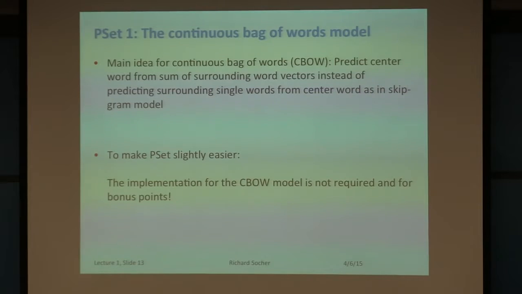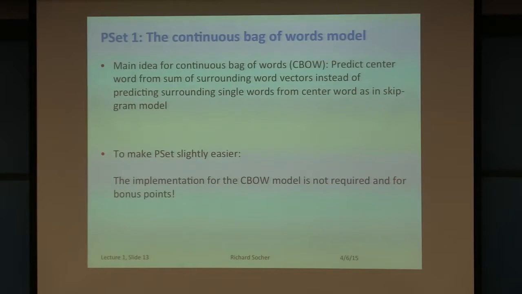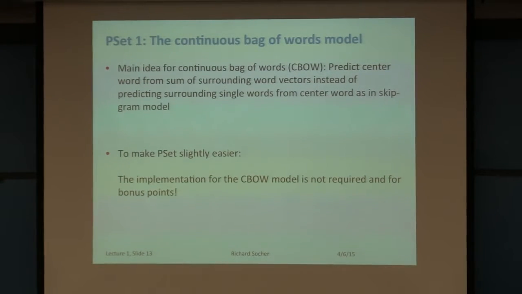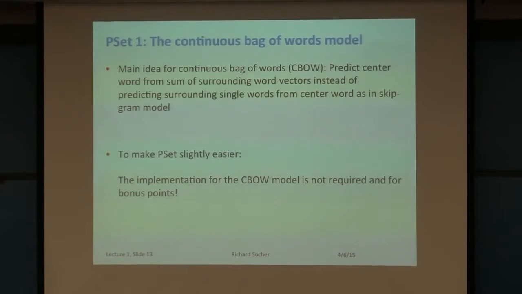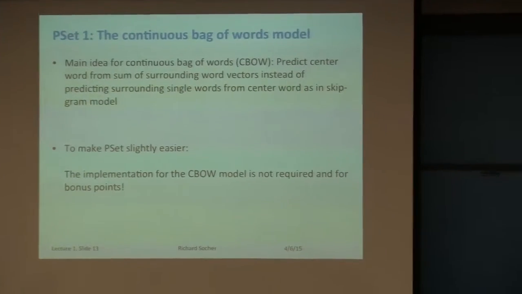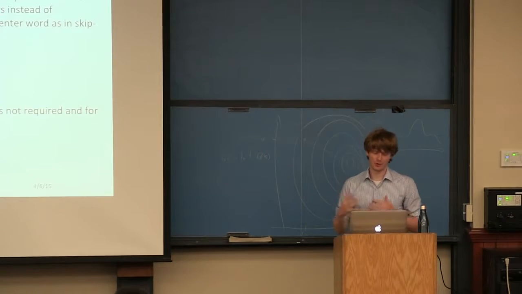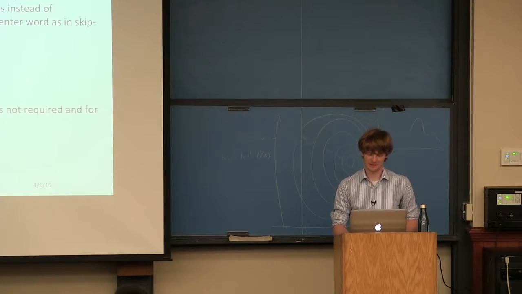All right, inside the problem set, we also mentioned a continuous bag of words model. Turns out we'll make the problem set a little easier. I think you'll have enough to implement and digest already. So the implementation for the continuous bag of words model is not required, but you can do it for bonus points. The main idea here is it's actually very similar, in some ways an interesting corollary to an interesting sort of opposite model, which is instead of trying to take the center word and predicting the outside words, you'll take the sum of the outside words and try to predict the center word. Essentially, both will capture co-occurrence statistics in the end, but sometimes one works actually better for some tasks than others.